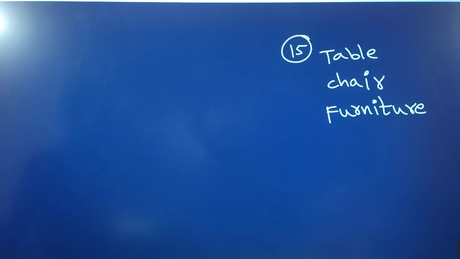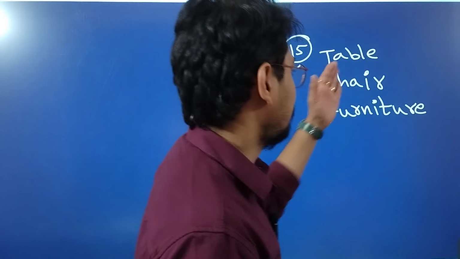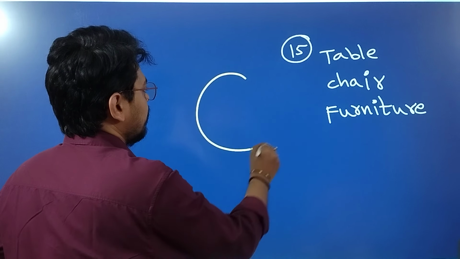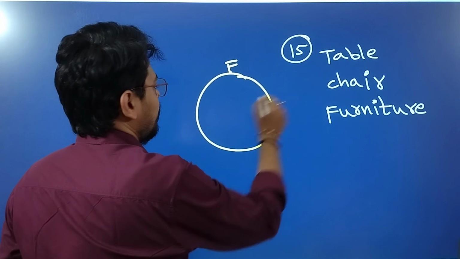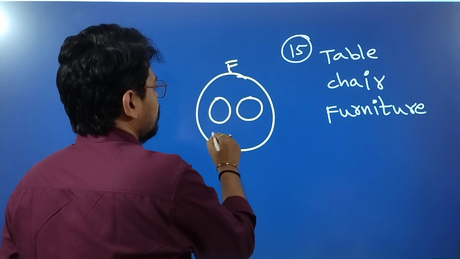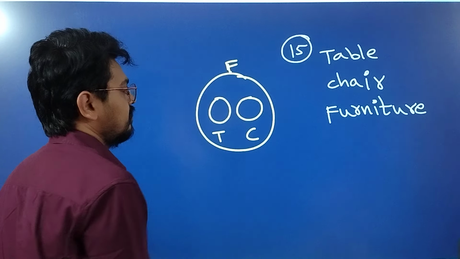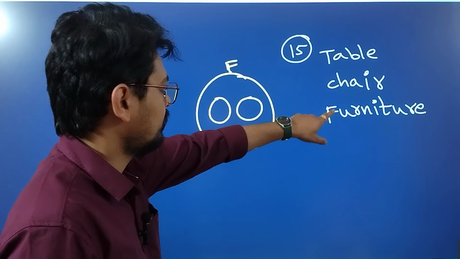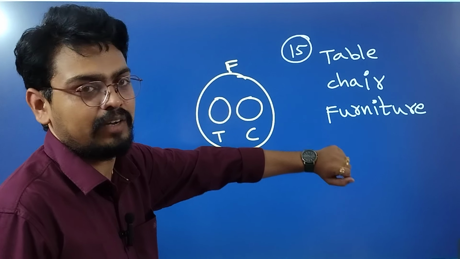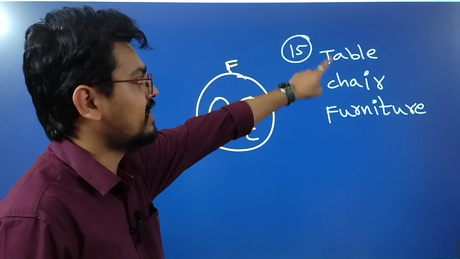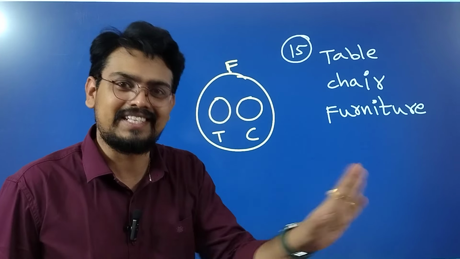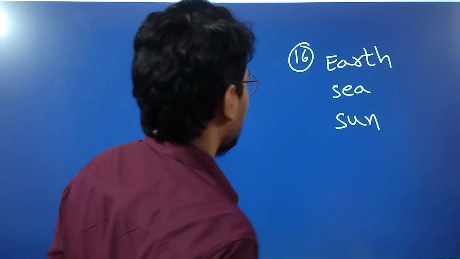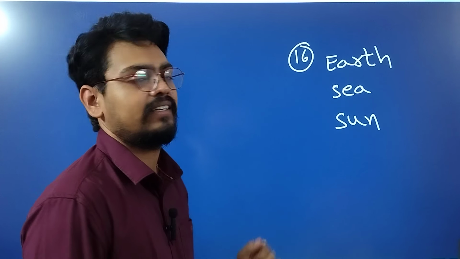Now see, table, chair and furniture. It's very, very clear. Furniture is the outer line. This is furniture. Among the furniture, table and chair are different. One is table, another one is chair. That's it. Clear? Furniture. Among the furniture, table and chair come. But chair doesn't come under table. Table is different, chair is different. Remember that.